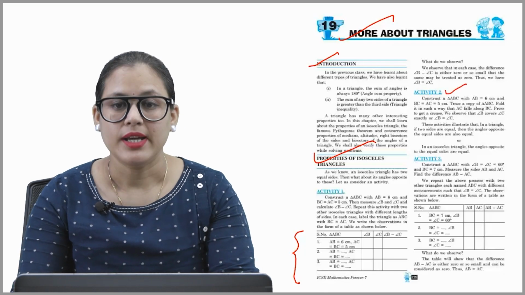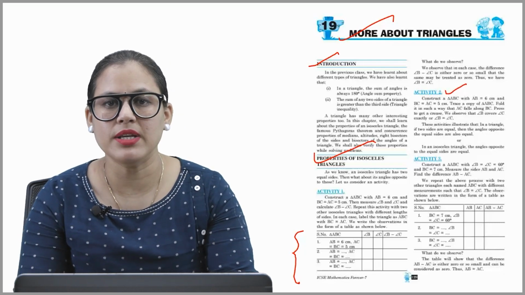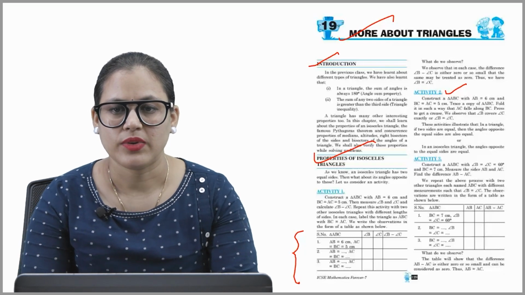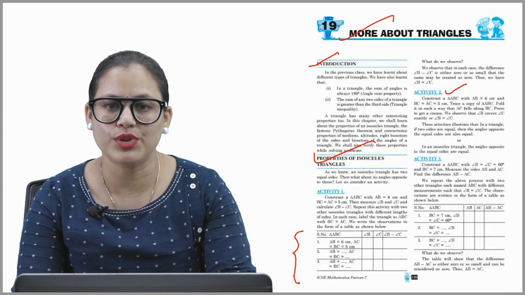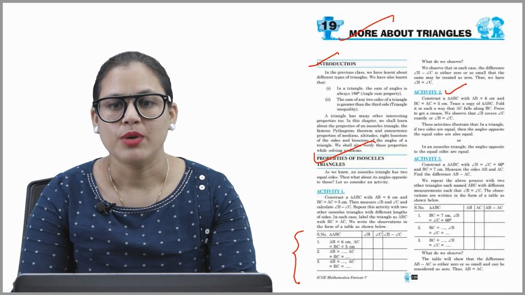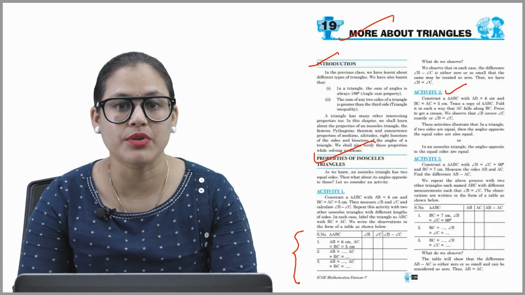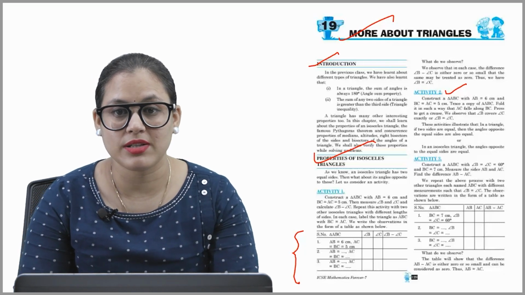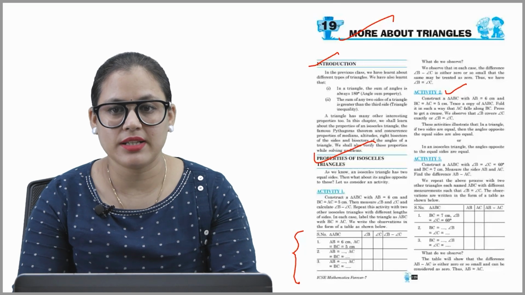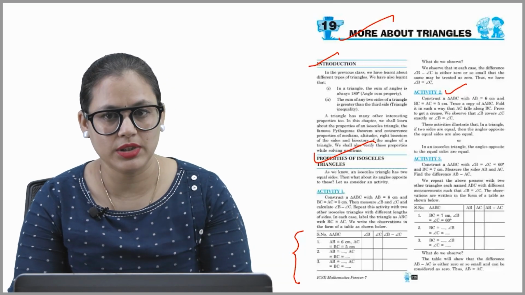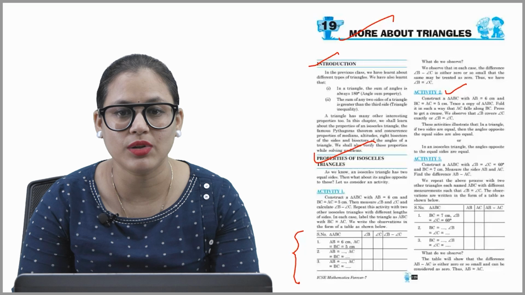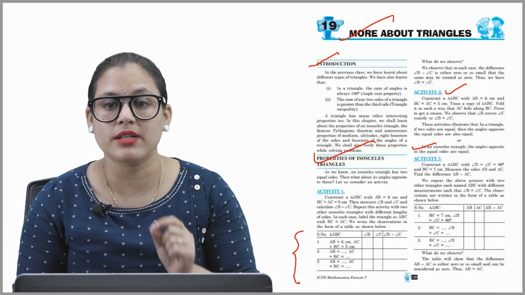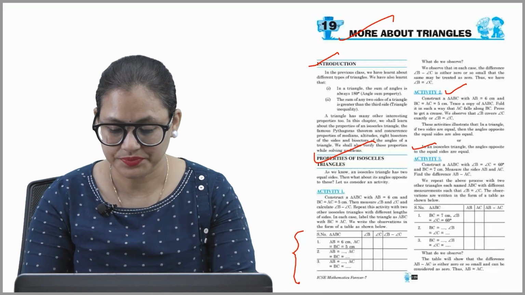Activity 2. Construct a triangle ABC with AB equals 6 cm and BC equals AC equals 5 cm. Trace a copy of triangle ABC and fold it in such a way that AC falls along BC. Press to get a crease. We observe that angle B covers angle C exactly, or angle B equals angle C. These activities illustrate that in a triangle, if two sides are equal, then the angles opposite the equal sides are also equal. Or, in an isosceles triangle, the angles opposite to the equal sides are equal. Remember that.